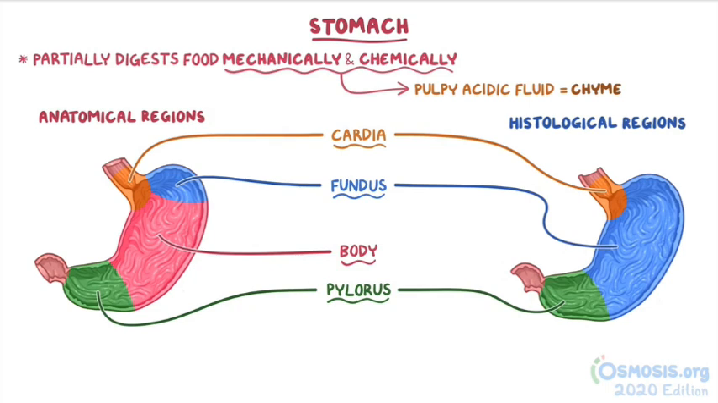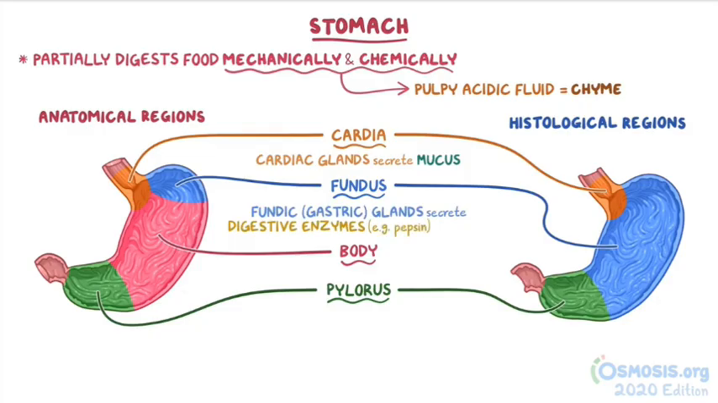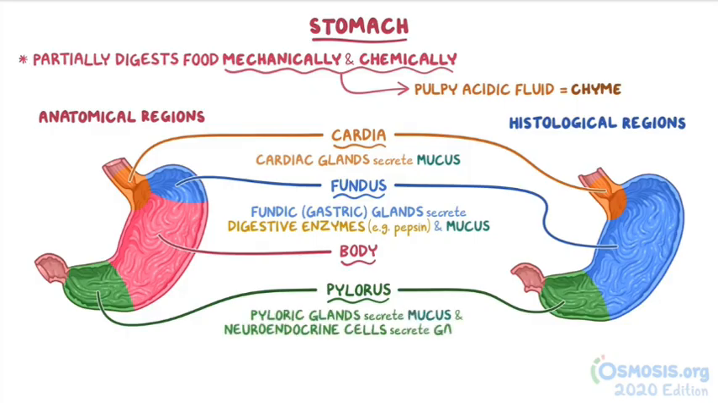their histology. The cardia is a small area surrounding the opening to the esophagus which contains cardiac glands that secrete mucus. The fundus is the largest region histologically, since it also includes the body of the stomach as well. This region of the stomach has fundic or gastric glands that secrete digestive enzymes such as pepsin and a protective layer of mucus. The pylorus is the most distal region of the stomach before reaching the pyloric sphincter. This region will have a combination of pyloric glands that secrete mucus and neuroendocrine cells that secrete gastrin.